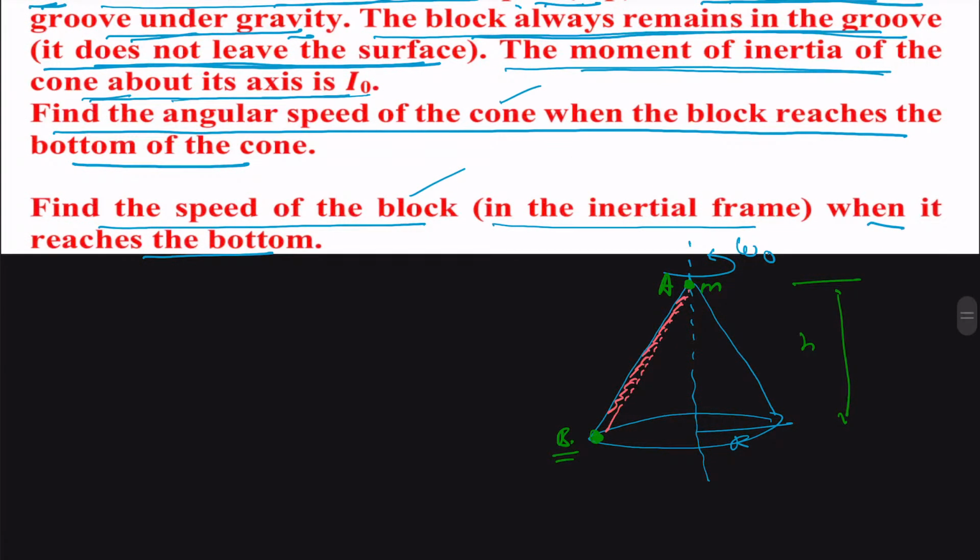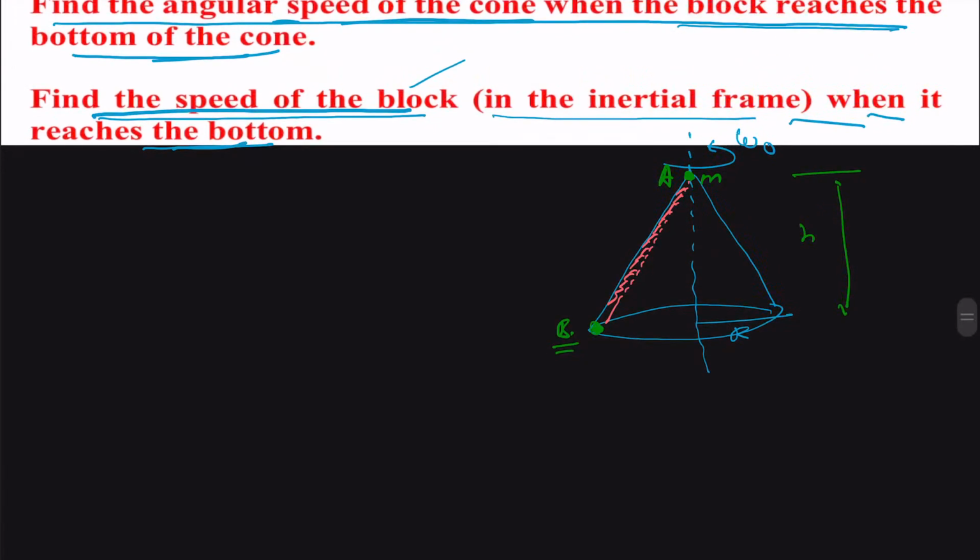So we have to find out two things. Find the angular speed of the cone when the block reaches the bottom of the cone, and part B, find the speed of the block when it reaches the bottom. So the basic figure is already there. There is a cone and it is rotating with the angular speed omega. The block is initially at A and the final position is B, and we have to calculate everything with respect to this point B. Its height is given as h, radius is r. There is no external torque.